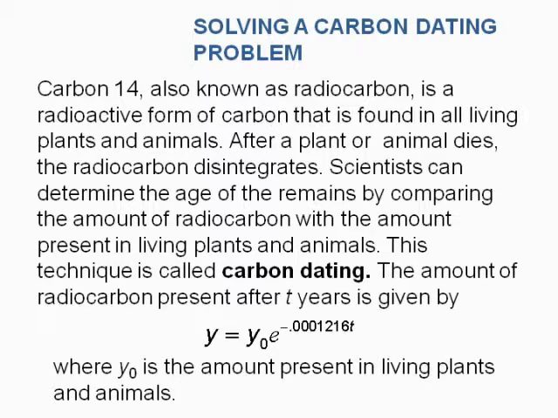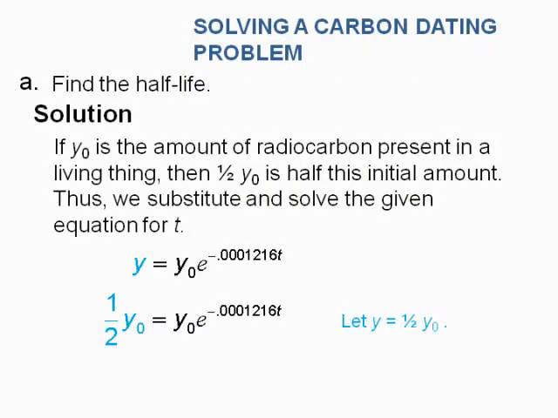The amount of radiocarbon present after t years is given by this model, y equals y sub naught e raised to the negative 0.000121t power, where y sub naught is the amount present in living plants and animals. So find the half-life here. If y sub naught is the amount of radiocarbon present in a living thing, then 1/2 of that would give us what's called the half-life.